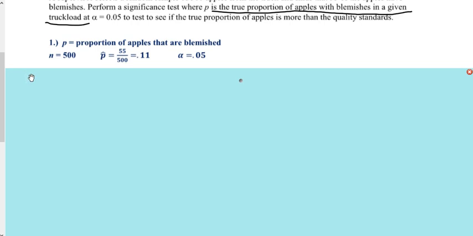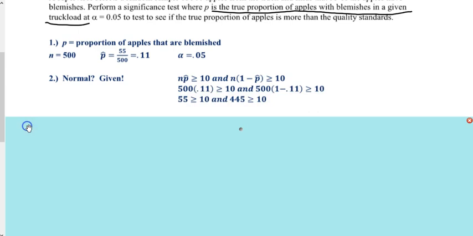Okay, our n, the number in the sample, is 500. p hat is the number we actually have out of 500. Remember, it's like on a test. There's 500 points in the test. You got 55 right. That's an 11%, 0.11. And alpha was given to us at 0.05.